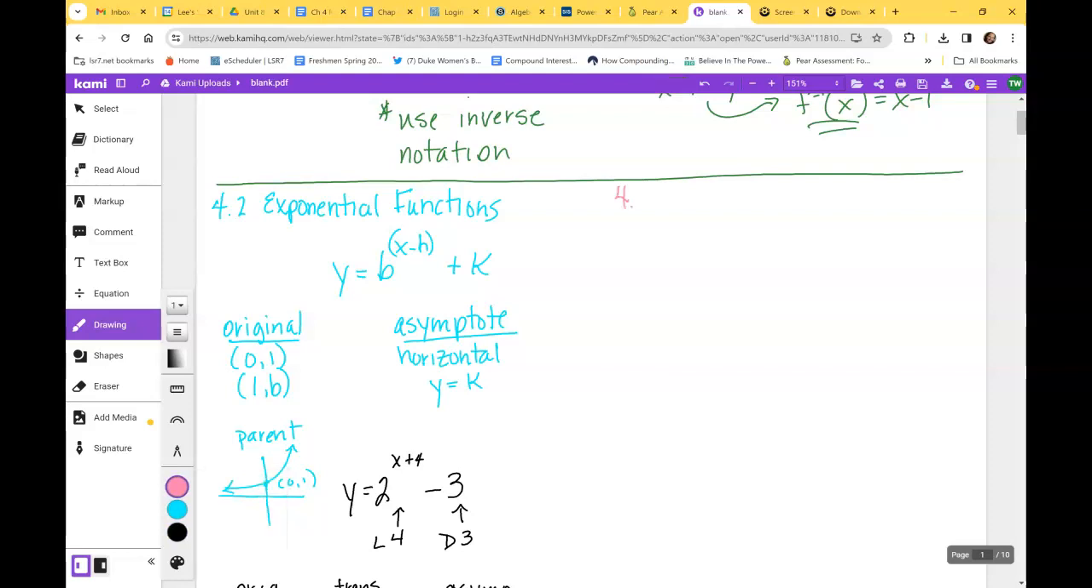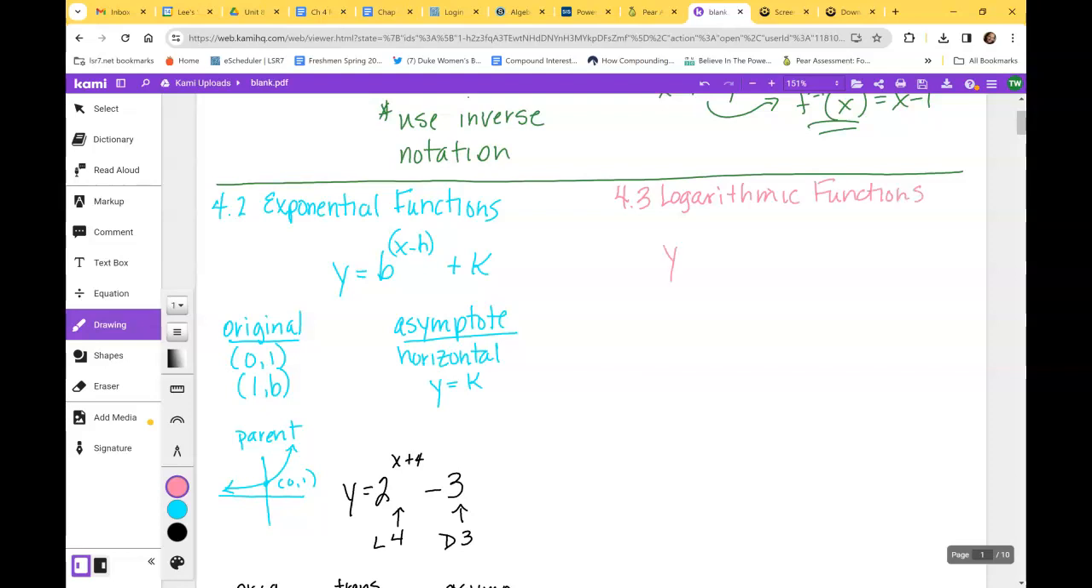So 4.3 are logarithmic functions. Whoops. I love when it does that, don't you? Okay. It's like you're in the classroom with me. Logarithmic functions.